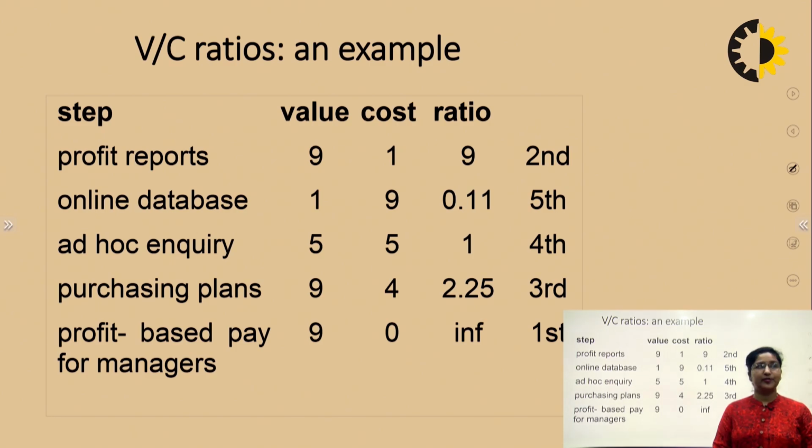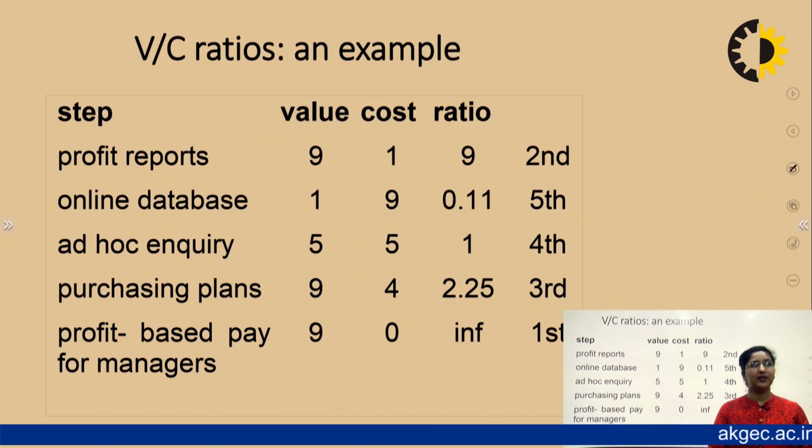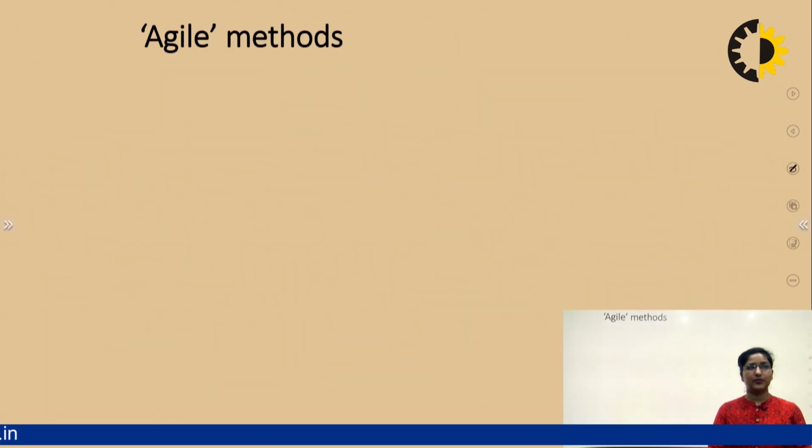The steps are profit reports, online database, ad hoc inquiry, purchasing plans, and profit based pay for managers. Value to cost ratios are calculated for these, and based on that the places are defined, like first, second, third, fourth and fifth, depending on the ratios.